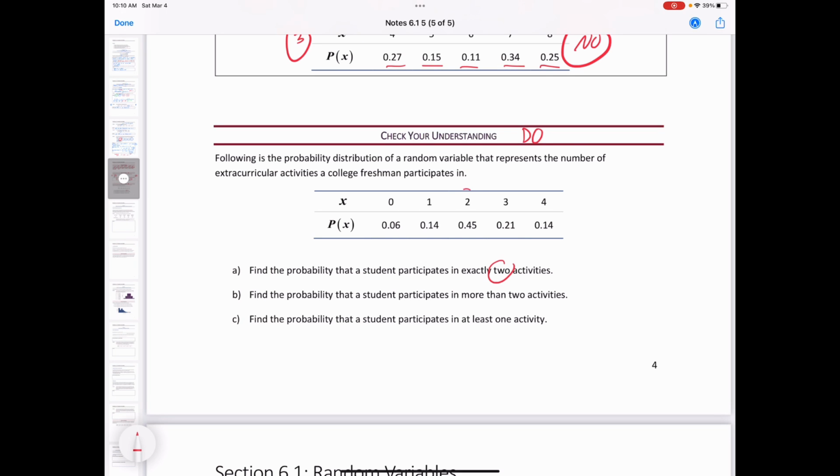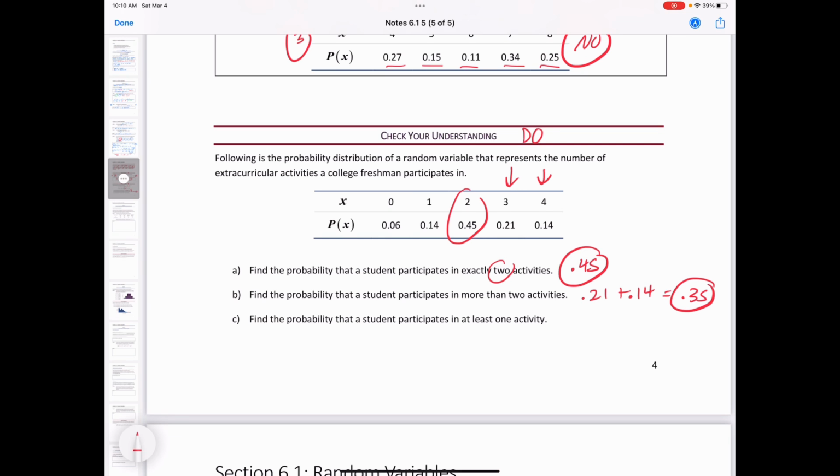When you look at this next one, I want the probability that a student participates in exactly 2. So all I want is 0.45. More than 2, I want 3 or 4. And you don't have to write all the work out. You can see what I'm doing this time. Just write your numbers that you're adding. And I'm going to get 0.35.